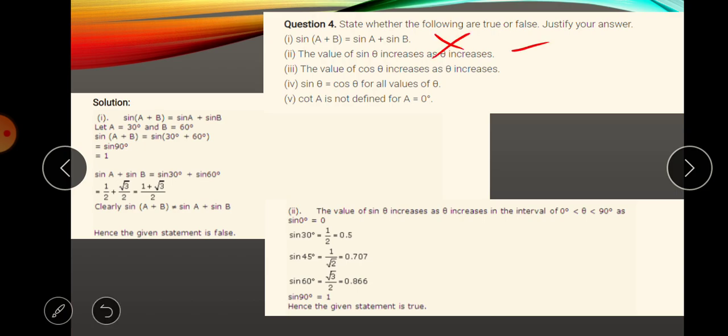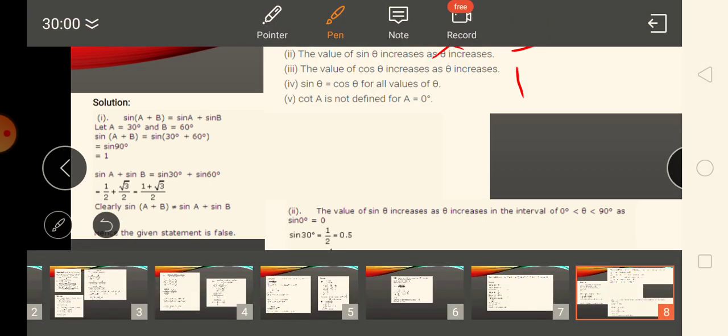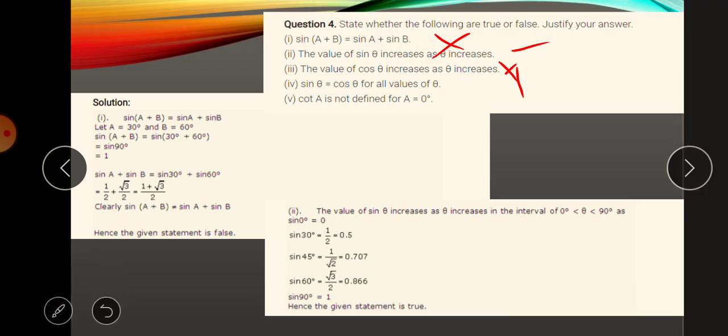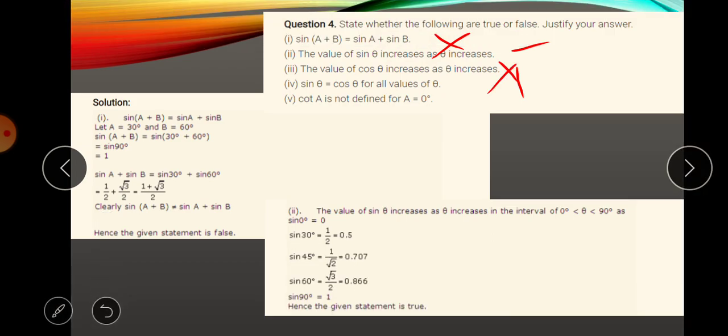And second, the value of cos theta increases as theta increases. No. If you see in the cos, 1 and then what is happening? Decreasing to 0. The angle increases but the value is decreasing. So the answer is wrong. For the third one, sin theta equal to cos theta for all values of theta. No. Sin 30 is not equal to cos 30. Sin 45 is equal to cos 45. Only for one value it is satisfied, not for all the values of theta.